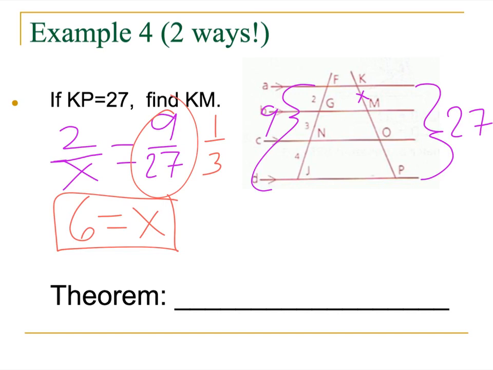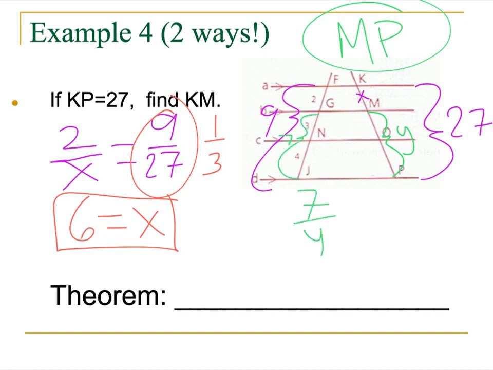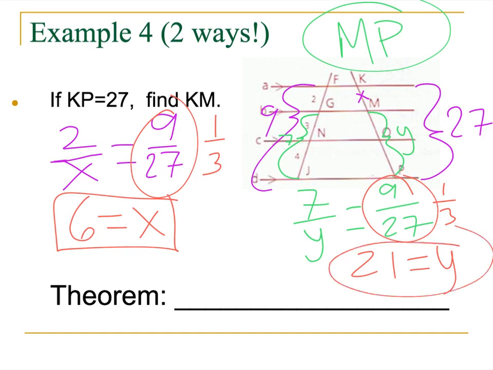You guys, that could work for anything. I can give you a separate problem here. What if I wanted MP? Well, let's call that y. I could do 7 over y is equal to 9 over 27, cross multiply and solve. Again, that is reduced to 1/3. So I'm going to get 21. 3 times 7 is 21 equals 1y. And I could get MP that way.